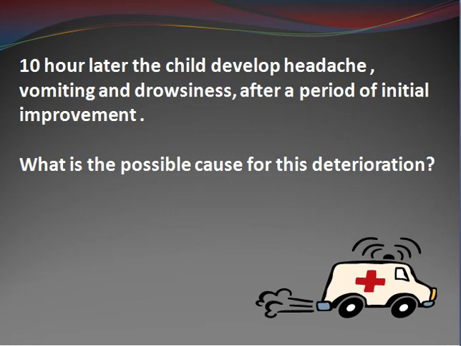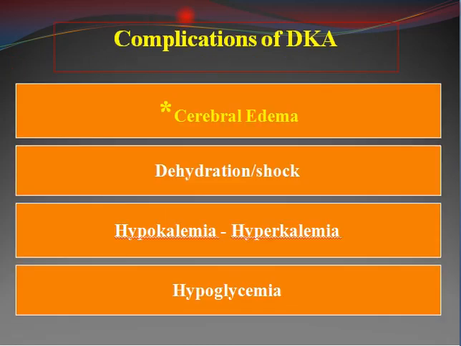Ten hours later, the child develops headache, vomiting, drowsiness after a period of initial improvement. What is the possible cause of this deterioration in the patient's condition? The complications of DKA include cerebral edema, dehydration shock, hypo and hyperkalemia, and hypoglycemia. The cause of deterioration of the patient's condition is cerebral edema.